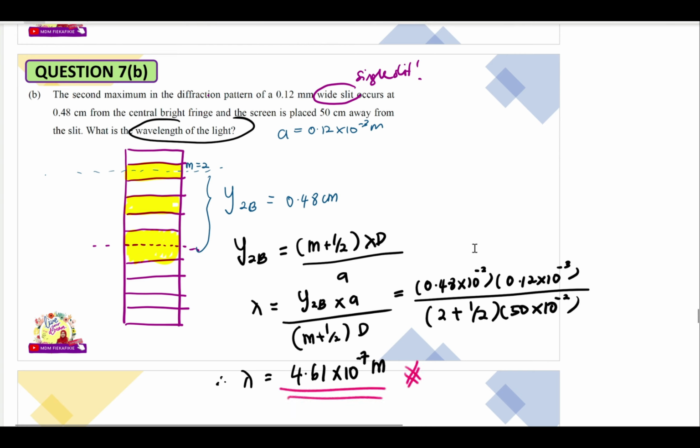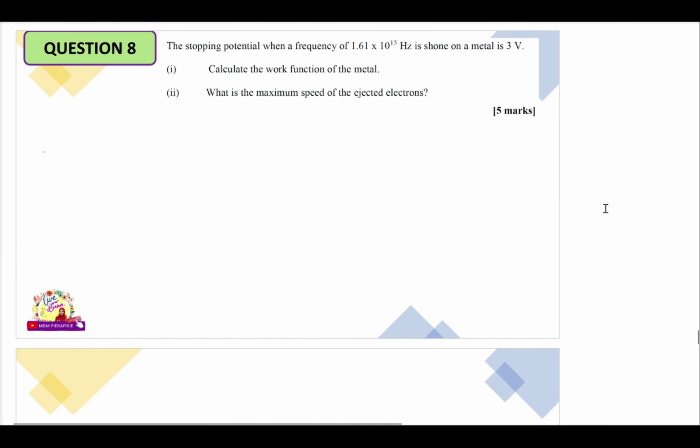Okay, so we will proceed to question number 8. Alright, now let's discuss question number 8. Okay, so the stopping potential when a frequency of 1.61 exponent 15 Hz is shown on a metal is 3 volt. Alright, so calculate the work function of the metal. Okay, so this is very simple. So we have frequency 1.61 exponent 15 Hz, and given that the stopping voltage is 3 volt. Okay, so we want to calculate W0, which is the work function of the metal.